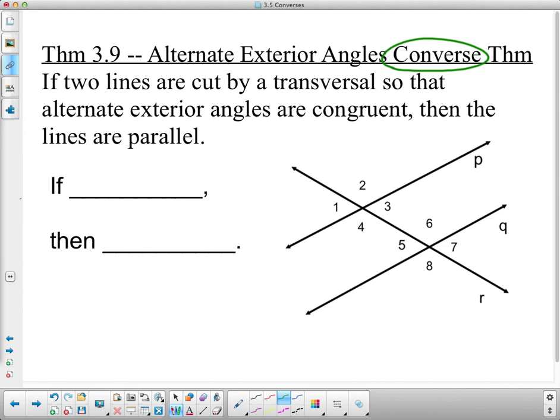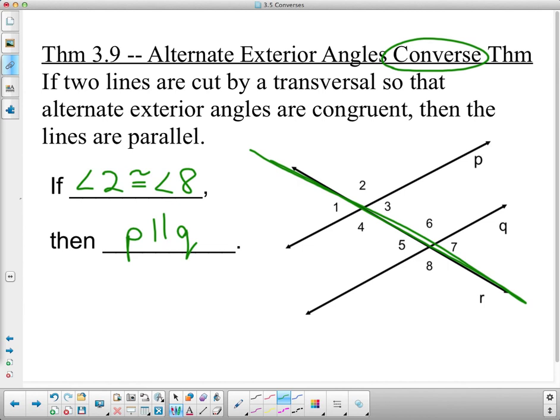Which one's on a different side of the transversal? Here's the transversal. 2 is on the top side of it. 8. Okay. So if we make angle 2 congruent to angle 8, then what can we conclude? P is parallel to Q. Those 3 pretty much sounded the same, right? They're all going to be congruent, but the next one. What's the next one going to be?